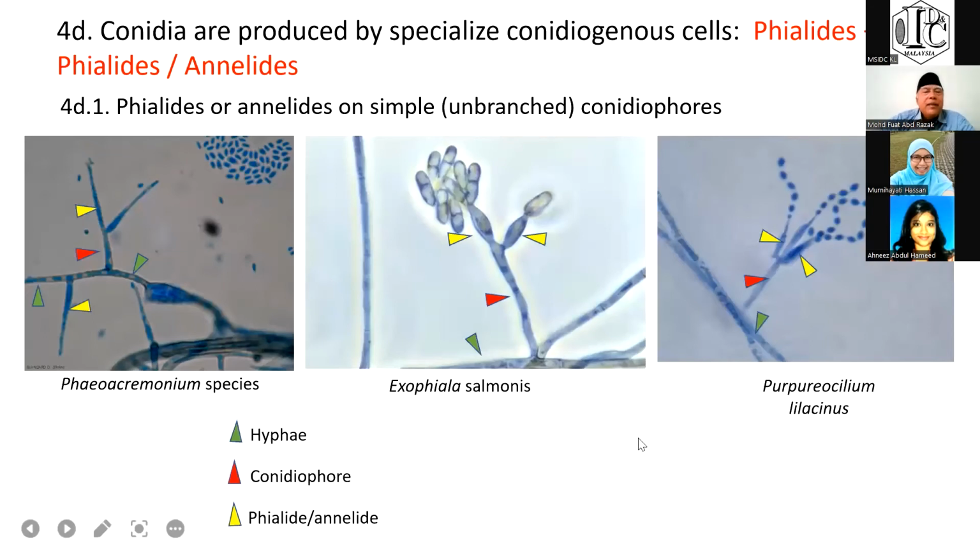Okay, these phialides can be directly from the hyphae, or in some fungi, they are on a conidiophore. So in these three examples, this is a simple conidiophore, that means an unbranched conidiophore, and at the tips of the conidiophore are phialides. So phialides are supported by the conidiophore. So the phialide produces conidia actually. So in some fungi, you see the conidial structure like that, not phialides alone, but phialides with a conidiophore.